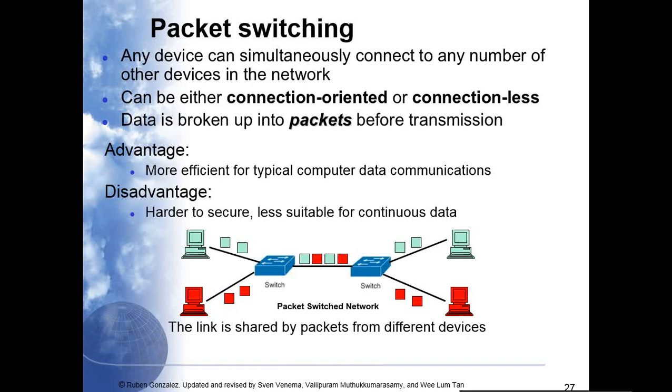The disadvantage of this model is it's harder to secure and it's less suitable for continuous data. Again, because they can go different ways. One of them might go, I don't know, it's supposed to go to Sydney from Brisbane, and it might go through Africa, right? It might get the wrong plane, and eventually it'll get there. But for a voice communication, that would not be a good outcome because the voice communication would be garbled.